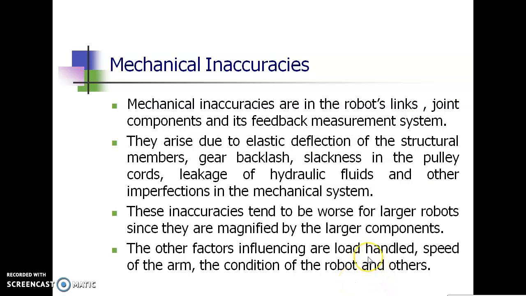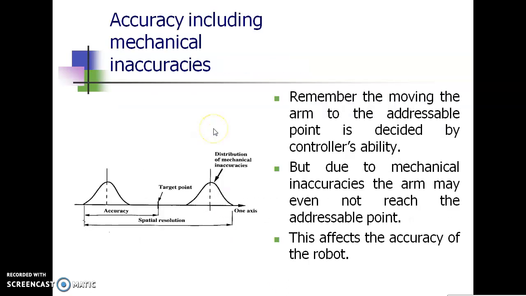For example, if the load is more, that may lead to more inaccuracy. If the speed of the arm is very high, or the acceleration is more, that may lead to inaccuracies. Or if the condition of the robot is old, that may lead to more and more mechanical inaccuracies. So we have already defined the accuracy. Accuracy is equal to 1/2 of control resolution without considering the mechanical inaccuracies. Now we are going to put the mechanical inaccuracies into the accuracy term.